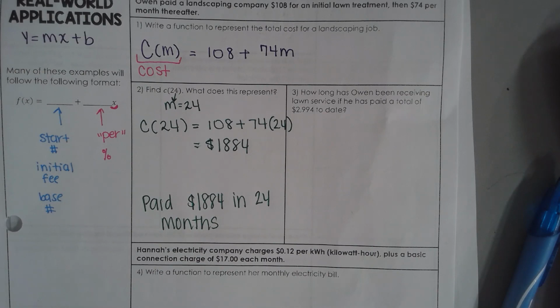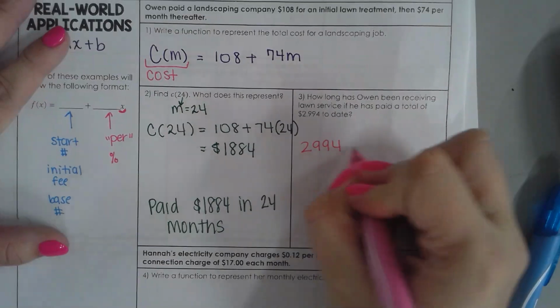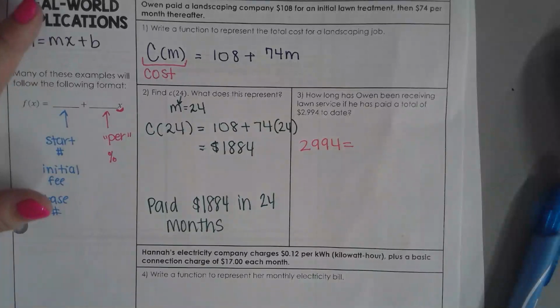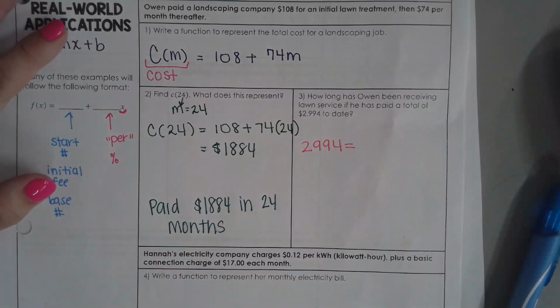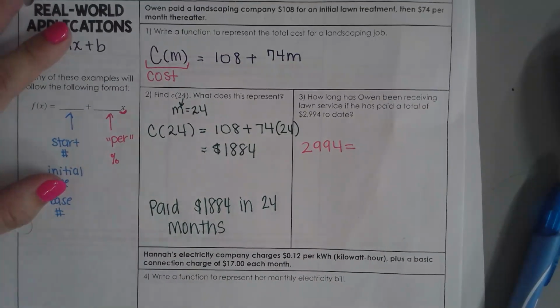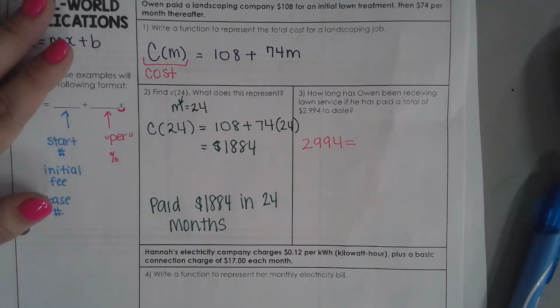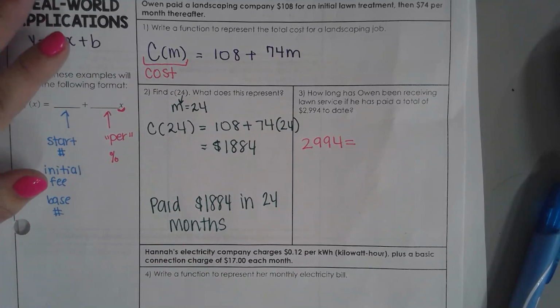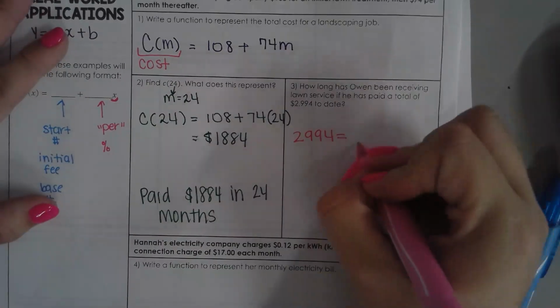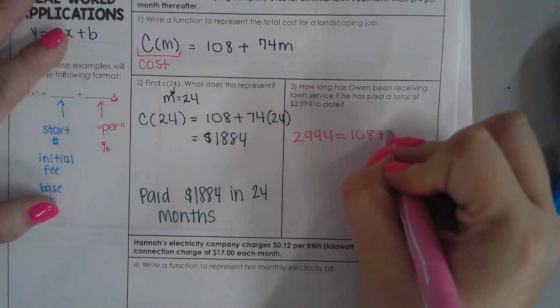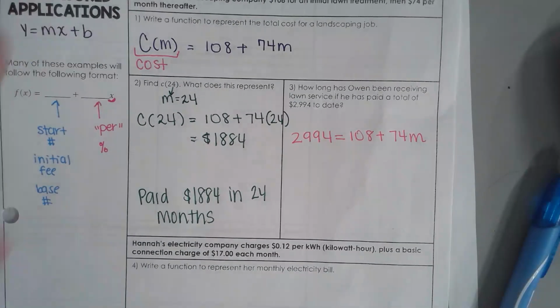Months. So this number we're going to put 2994 equals. So we're going to set the equation equal to that. Do not plug that number in for M. If you plug a number in for M, you are saying that's the number of months. So it's 108 plus 74 M.